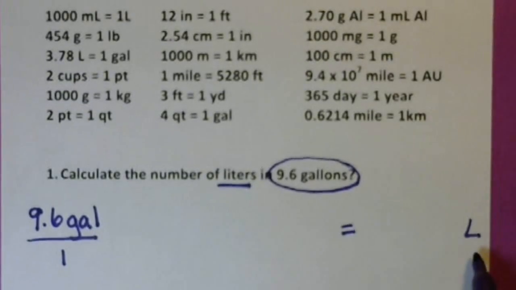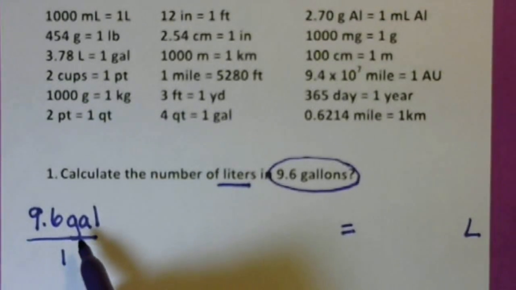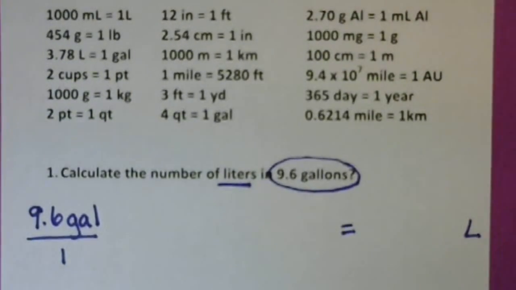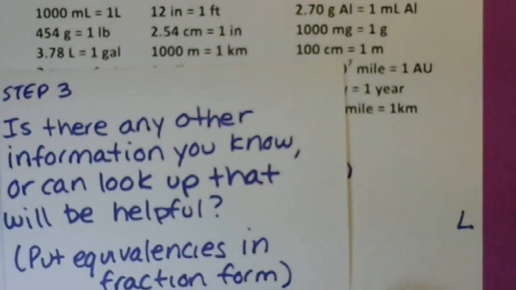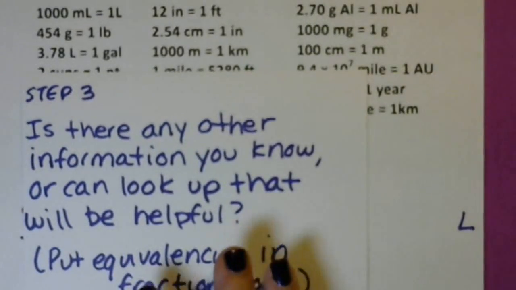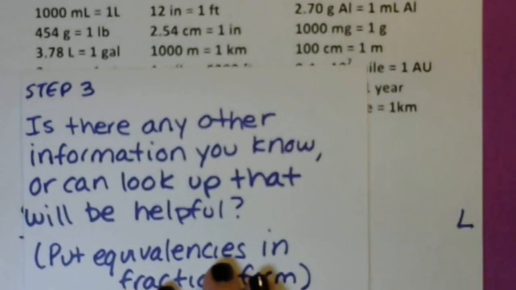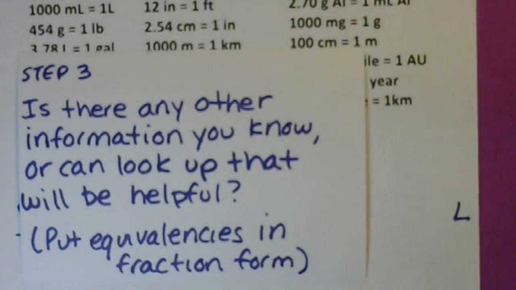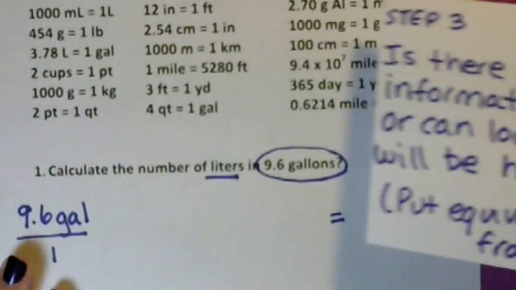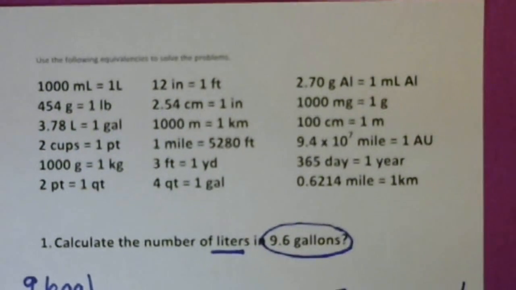So I know where I'm going. I know where I started. Now I have to get there. So how do I get there? Well, the next step is you might need some more information. So is there any other information you personally know or you can look up that will be helpful? We're looking for things that are called equivalencies, things that are equal to each other, and we're going to use those in fraction form.